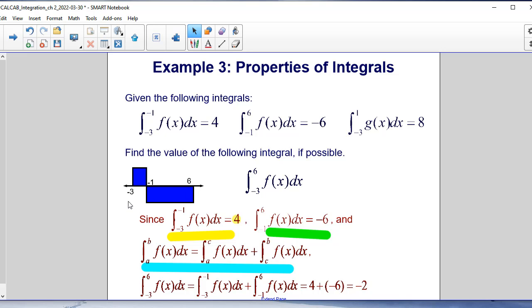Let's say we have our first integral as the area of the rectangle from -3 to -1, and that has an area of +4, so it's above the x-axis. Our second integral covers the area from -1 to 6, and that has an area of -6, so that's below the x-axis. I can add these two areas together to find the total area from -3 to +6, and that's what's happening down here. I'm going to erase some of this.